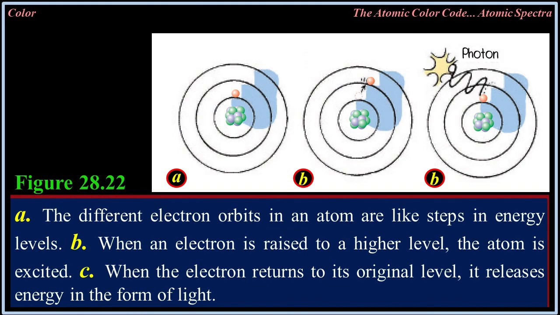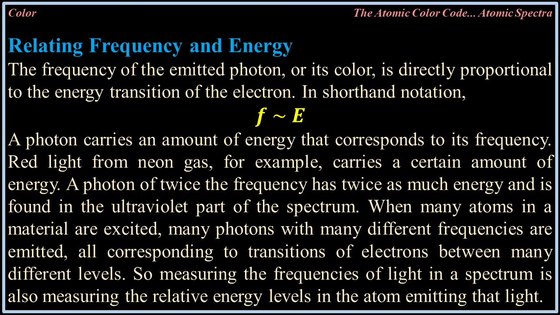2822. A. The different electron orbits in an atom are like steps in energy levels. B. When an electron is raised to a higher level, the atom is excited. C. When the atom returns to its original level, it releases energy in the form of light.